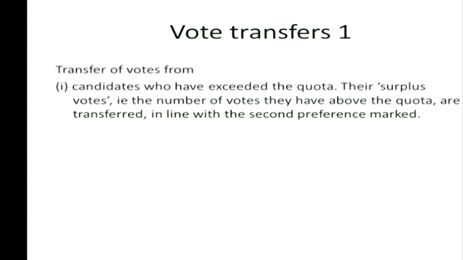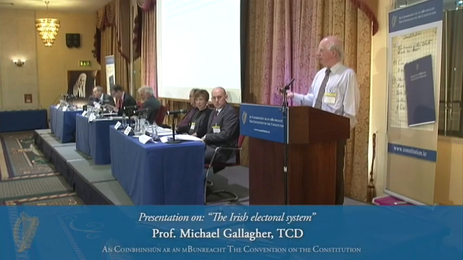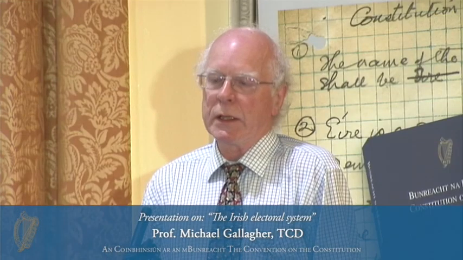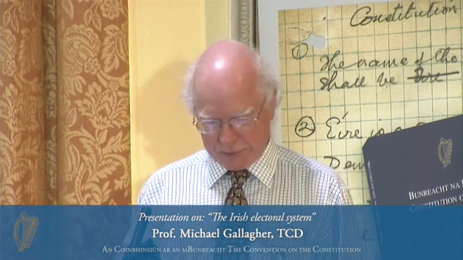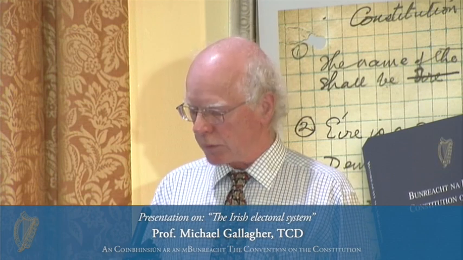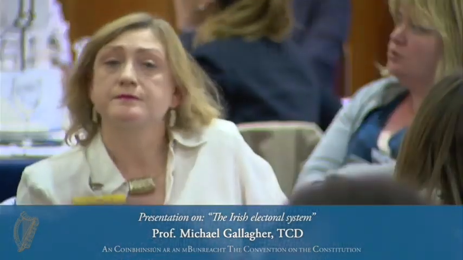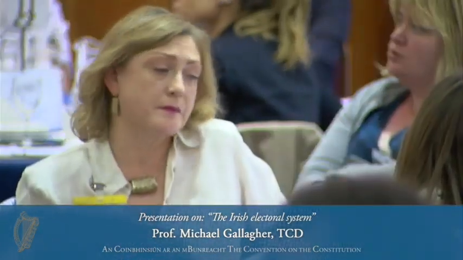So, for example, if the quota was 12,001, as in that example, and one candidate won 20,000 votes, well, they've got a surplus of almost 8,000. Those surplus votes are transferred on to other candidates in accordance with the second preference marked.